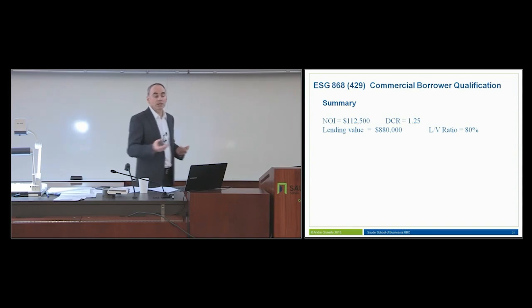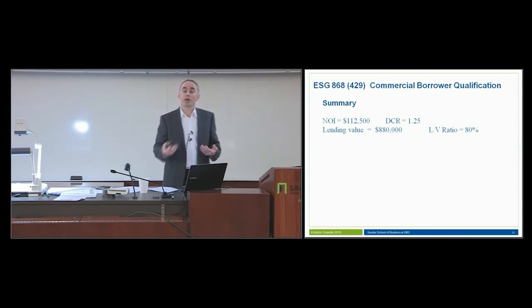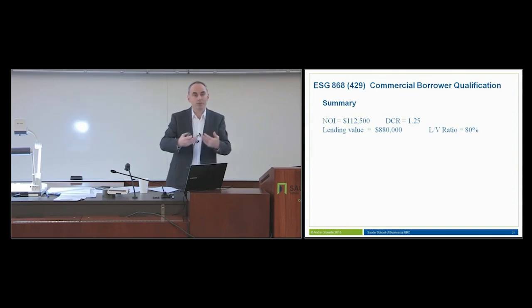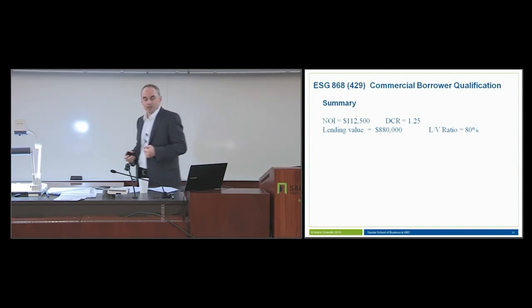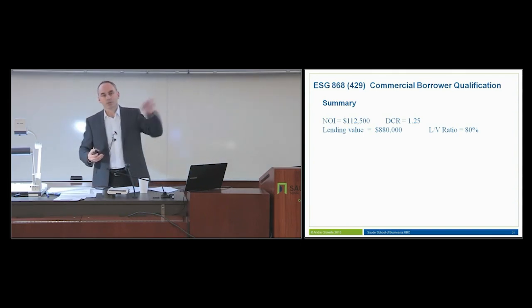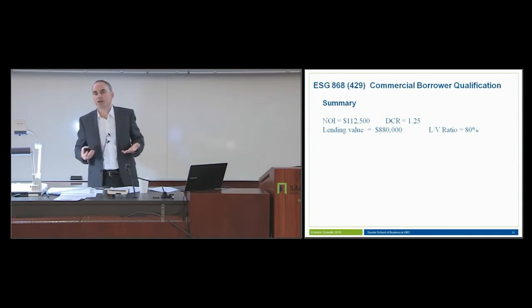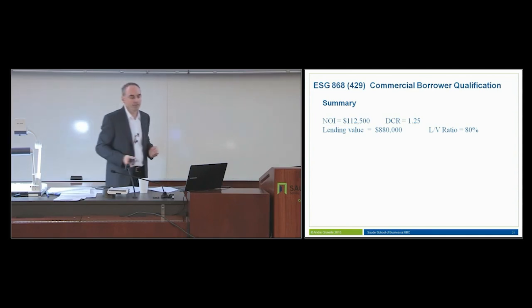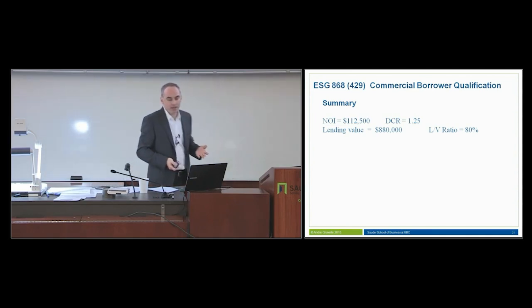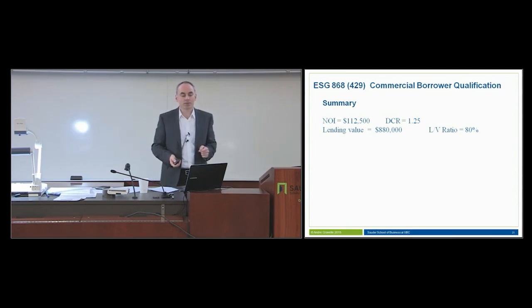Next thing I summarize is the lending value and the loan-to-value ratio. I know I have to use those two together, so I'll summarize them together, put them next to each other so they're approximate. This makes it a little bit easier. Saves you from having to go back to the question and reading through all those words all the time, which can take a little bit of time. So this is about being efficient. Lending value is $880,000, loan-to-value ratio is 80%.